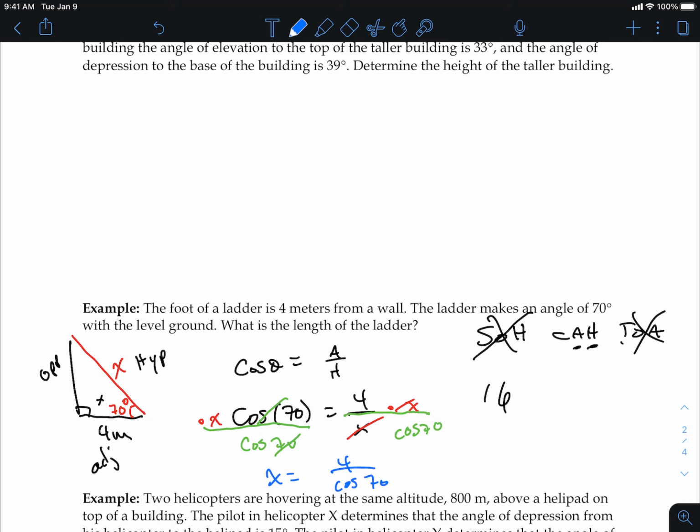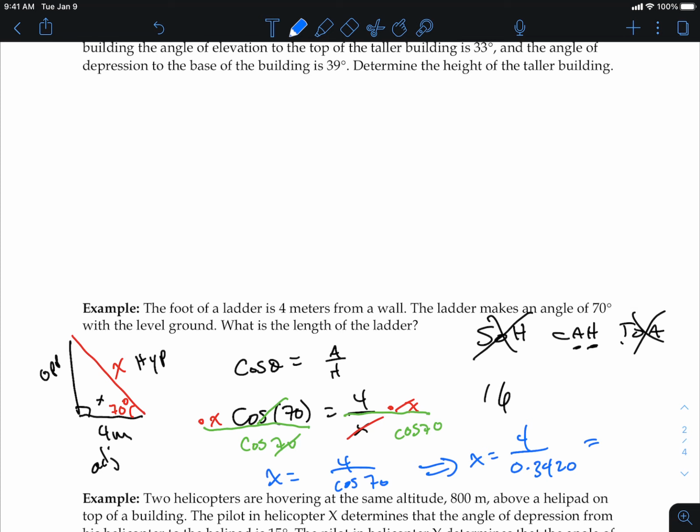Cosine of 70, if you look at your table, you're going to find 70 degrees in the left-hand column and read over to 0.3420. So x is equal to 4 divided by 0.3420. Is that what I said? Yep. So x is equal to 13, is it? No, that's not exactly. Yeah, it's like 12.8.